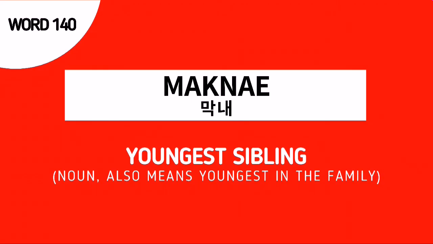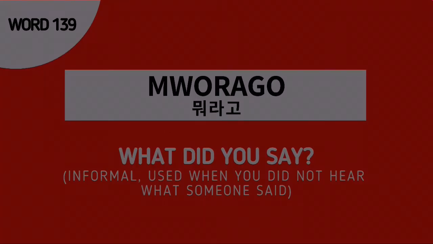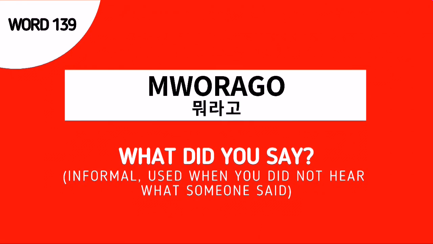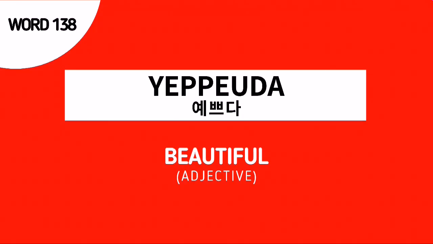Word number 140 is maknae, and this is the Korean noun for youngest sibling, or this could also mean the youngest in a family or group. Word or phrase number 139 is 뭐라고, and this is an informal way of saying or asking, what did you say? And the last for our review is word number 138, 예쁘다. This is an adjective which means pretty.